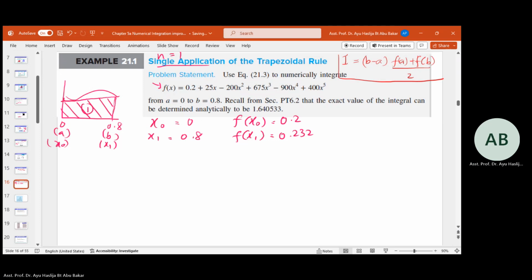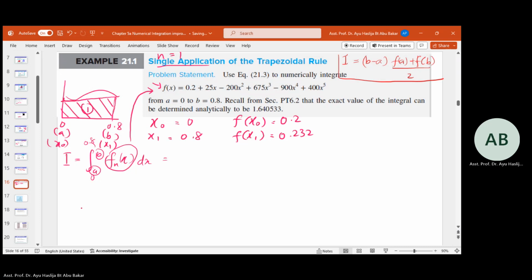Okay, now it asks you to integrate, where we know integration involves a, b, f(x) dx. Here, a is 0 and b is 0.8, from 0 to 0.8. Your f(x) here is given by this. Always find what your f(x) is. Sometimes it doesn't give you the equation like this, it just straight away gives you the numbers.